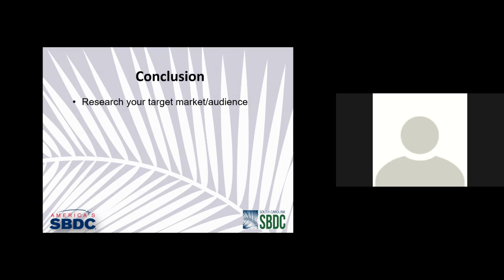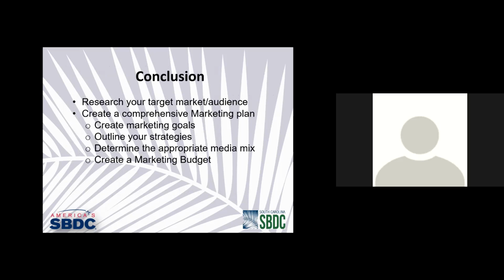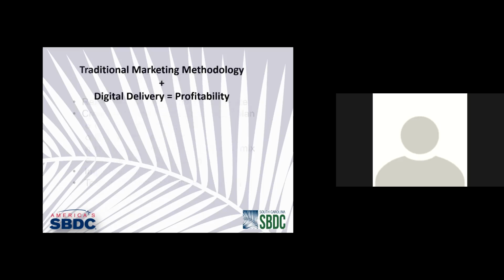So in conclusion, for a campaign, research your target market and audience. Create a comprehensive marketing plan. Create your marketing goals. Again, they have to be measurable. What are your strategies? How are you going to accomplish those goals? How are you going to determine the appropriate media mix? That's largely going to depend on your target market. Okay, what's your budget? How are you going to implement the plan? And then test and measure your results with your ROI.